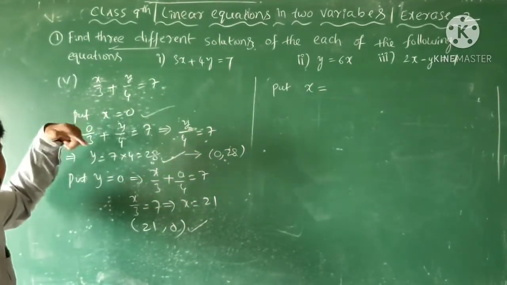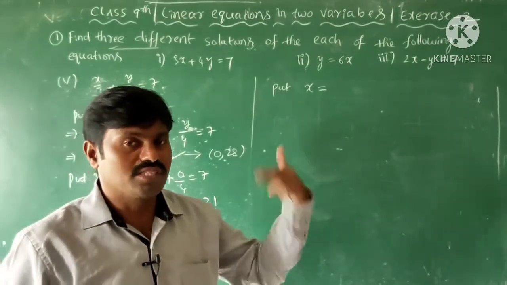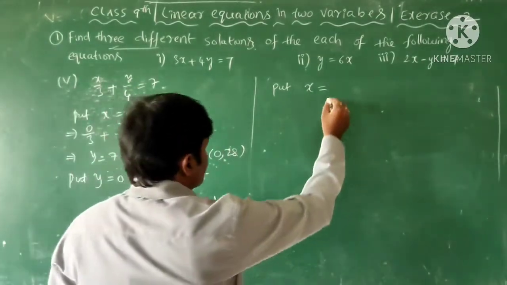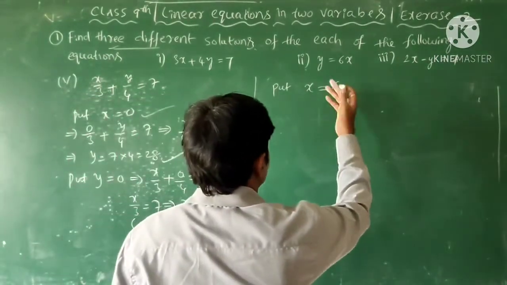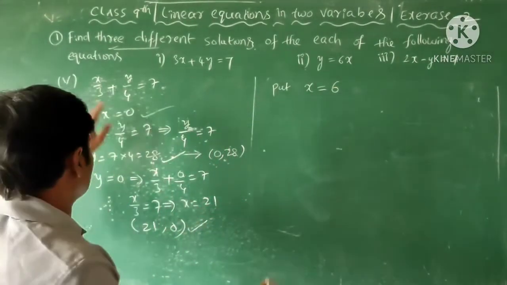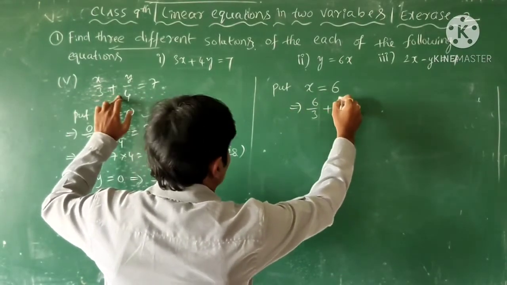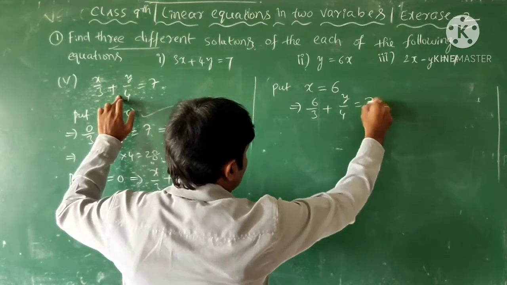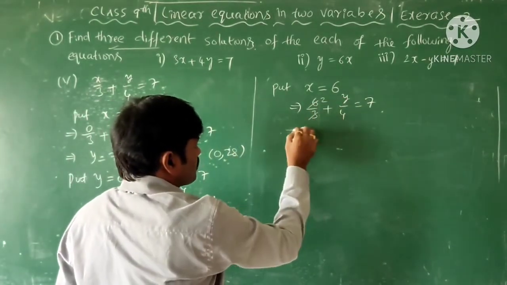So I am trying to take multiples of 3, any one of the multiples of 3. I am considering x value 6, or else you can take x value minus 6, your wish. Now put x value 6 in this. So 6 by 3 plus y by 4 is equal to 7. Clear? So 3 divides 6 two times.